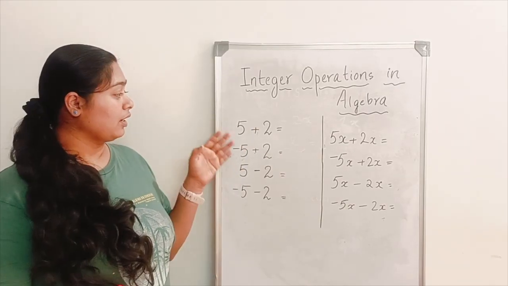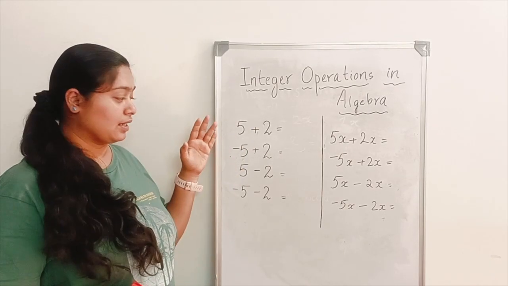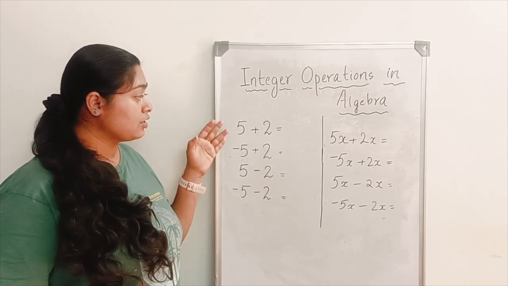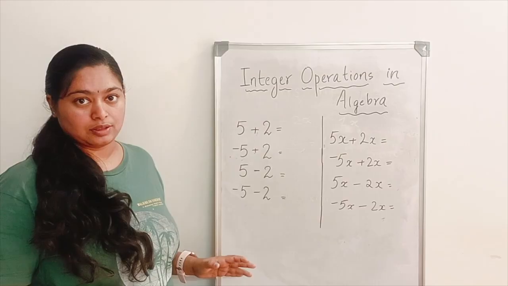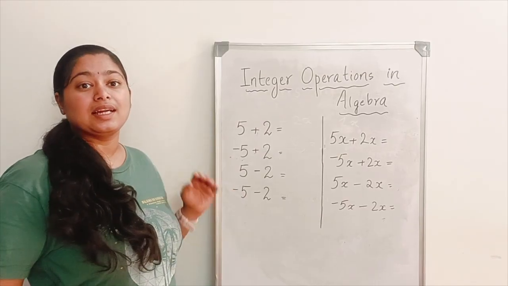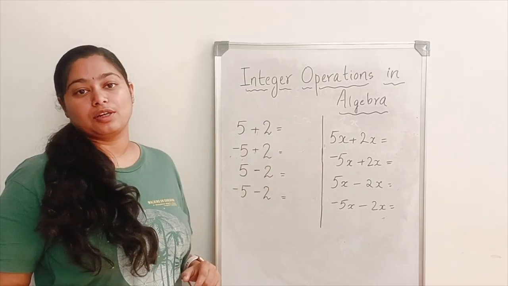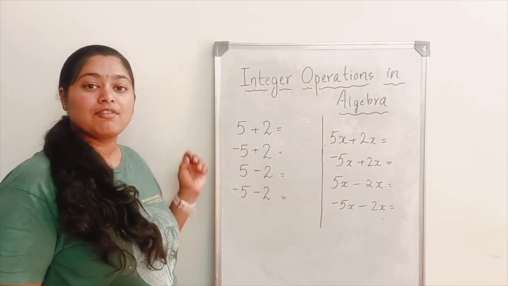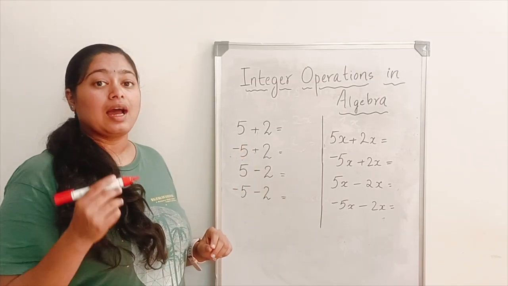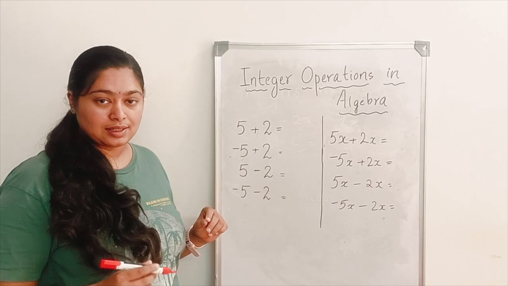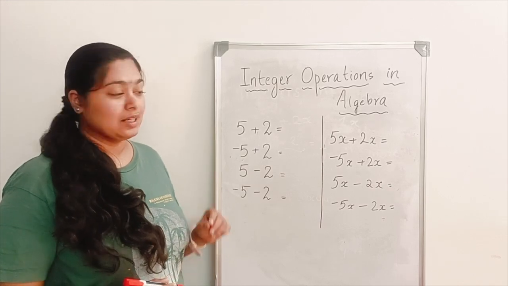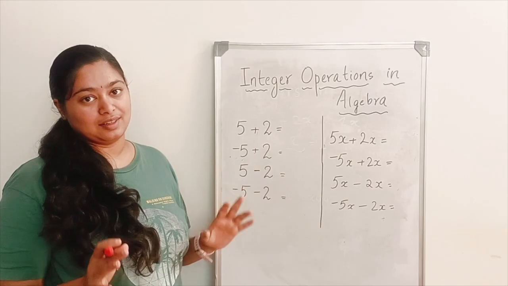So, right now you can see I have written certain examples of integer operations, to be specific, integer addition and subtraction. So first let's look into this and later we can include algebra into that. I have written an example with two numbers 5 and 2. As you know, integers can be negative numbers, positive numbers and 0. So 5 and 2 are integers.